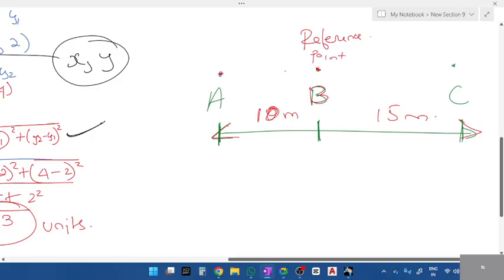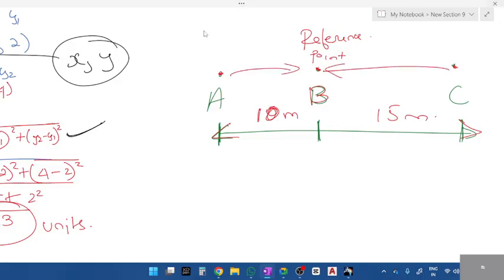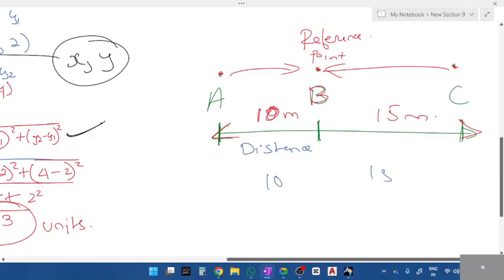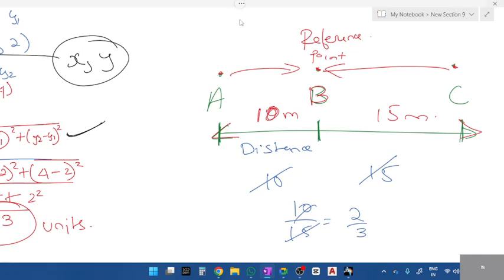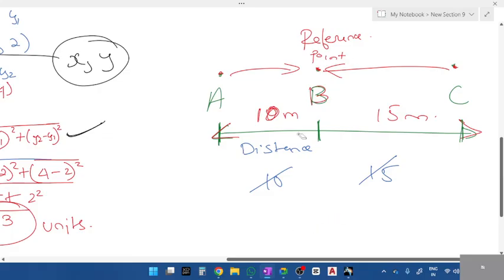There are 2 students, one standing at A and one standing at C. Who will reach B first? Will A reach B first or C reach B first? A reaches B first. What's the reason? Why will A reach B first? Because it is close. The distance is short compared to the distance from B to C. Now let me take 10 and 15. Reduce it in terms of ratio. 10 divided by 15. What's the ratio you get? 2 is to 3. So let me write 2 is to 3.